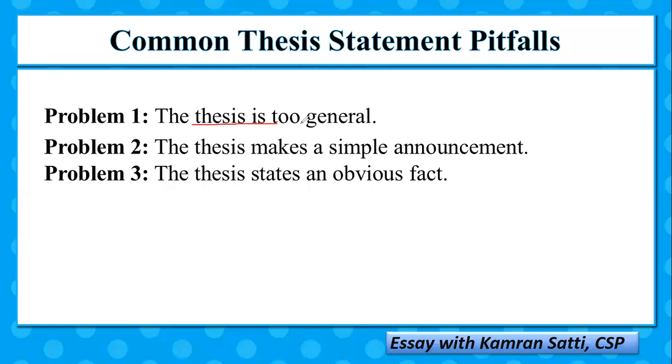The thesis is too general. That is, it doesn't define the scope of your essay. It is just vague patchwork. The examiner doesn't know what you're going to write about. Let's suppose the topic is "Democracy is no more vulnerable in Pakistan," or "Is gender equality a myth?" You haven't structured the scope of your essay, or told the examiner in a closed manner what you're going to write about. So, too general. The second problem is that the thesis makes a simple announcement, and the third is that it states an obvious fact. I will relate these things with examples, and you will be pretty comfortable afterwards.